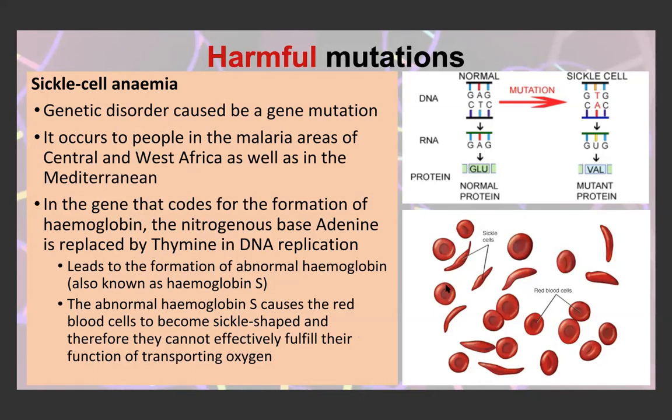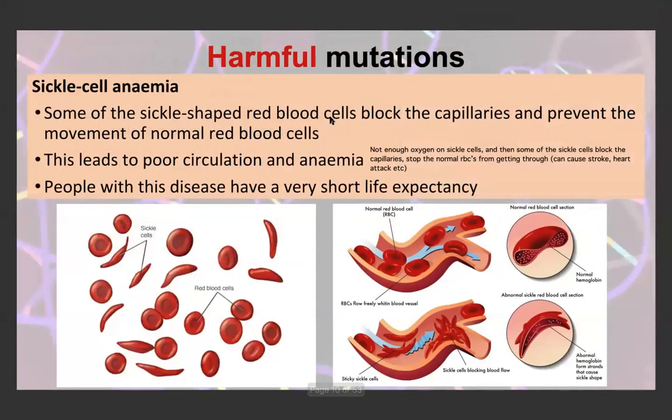Because they're sickle shaped, they can't effectively fulfill their function of transporting oxygen, which is a very important symptom of sickle cell anemia. Some of the sickle-shaped red blood cells block the capillaries, and they prevent the movement of the blood cells that are actually normal shaped. This leads to poor circulation and anemia because there's not enough oxygen on the sickle cells. Some of the sickle cells can block the capillaries, stop the normal red blood cells from getting through, which can cause something like a stroke or a heart attack, etc. And because of this, people with this disease have a very short life expectancy.